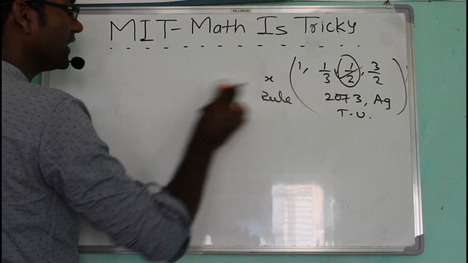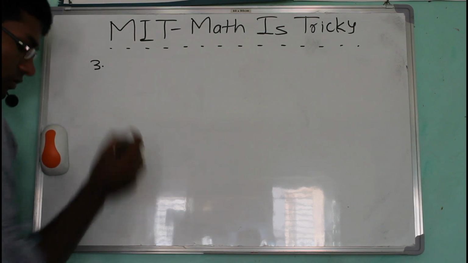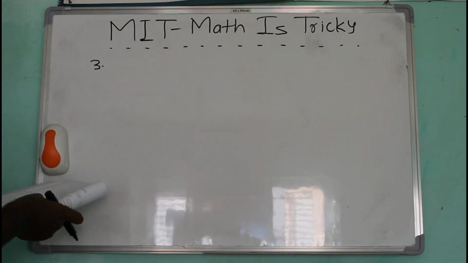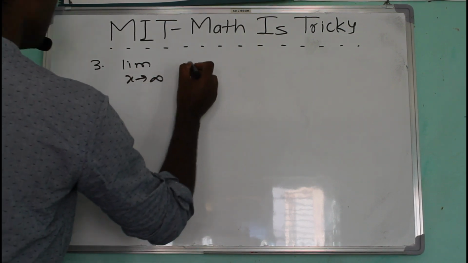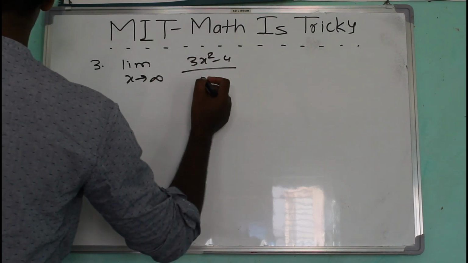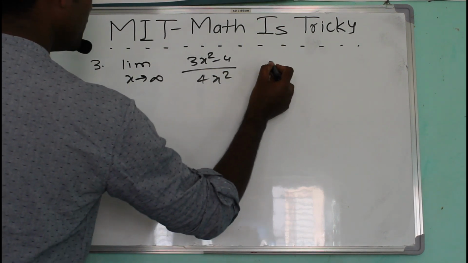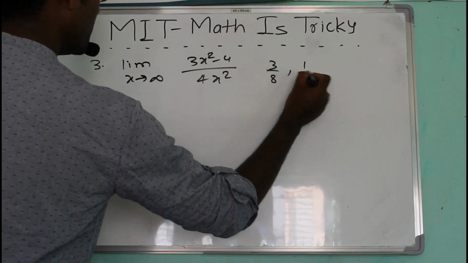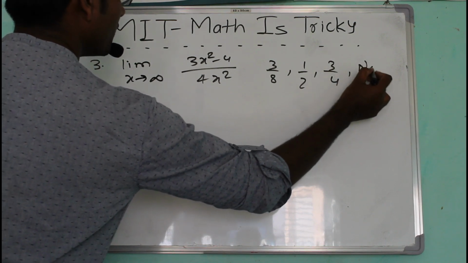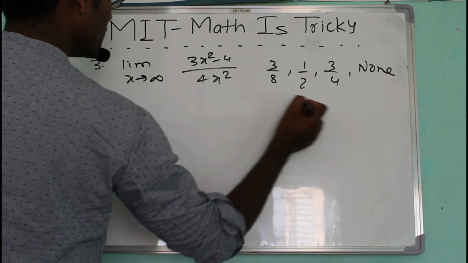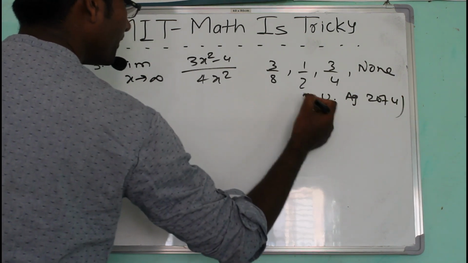So question number 3. Again I'm taking the next question that was asked in an exam. The question is the limit as x tends to infinity of (3x square minus 4) by 4x square, and the options are 3 by 8, 1 by 2, 3 by 4, and does not exist. This question was asked in TU, 2074.